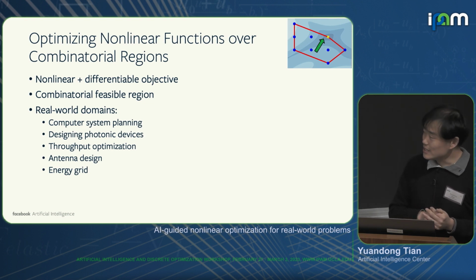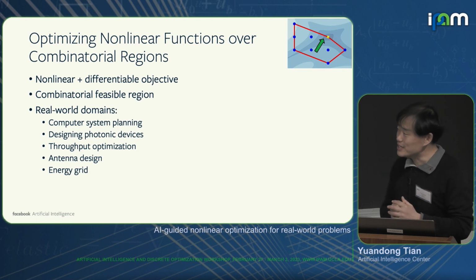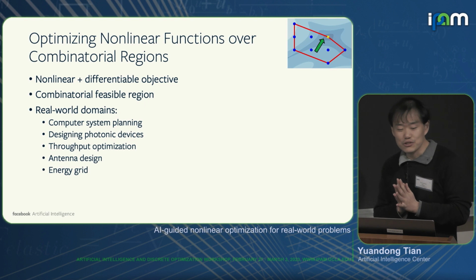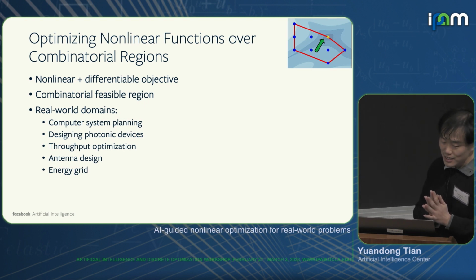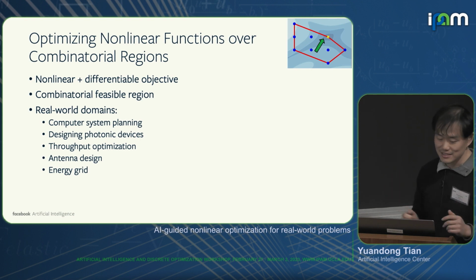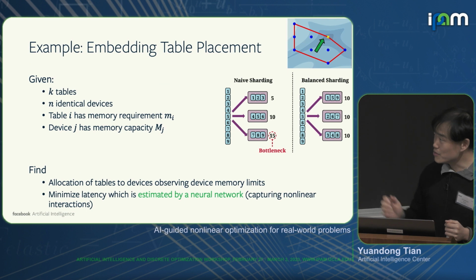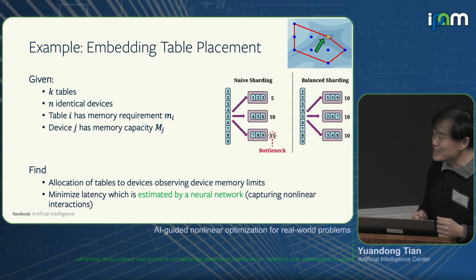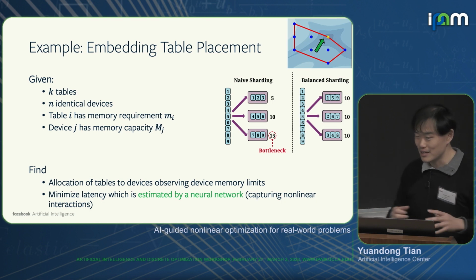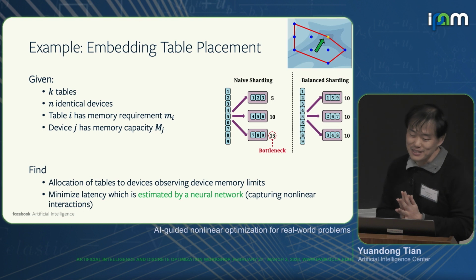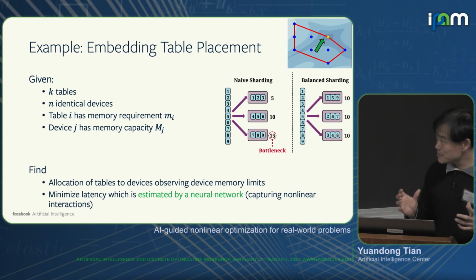This setting is actually very universal in many different scenarios because it applies to many real-world domains, including computer system planning, designing photonic devices, throughput optimization, etc. Here's one example. This is a real-world example that you can take from the training of large models, not necessarily language models. Basically, that's called the embedding table placement problem.